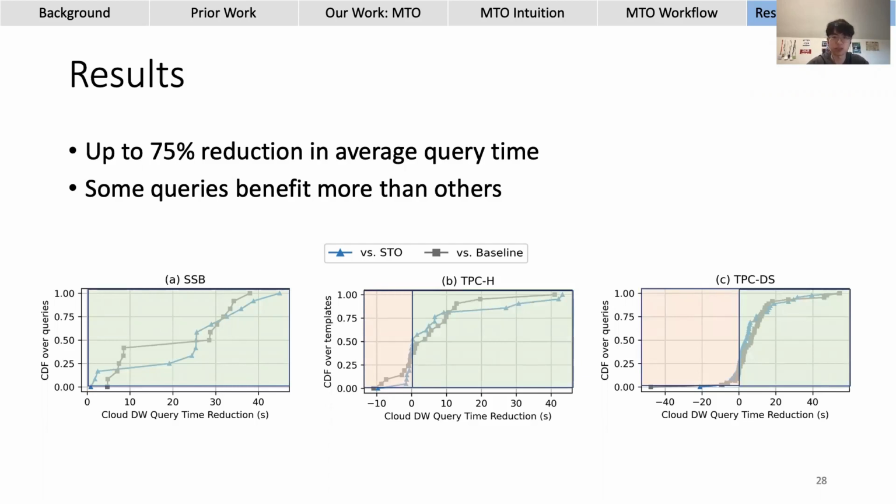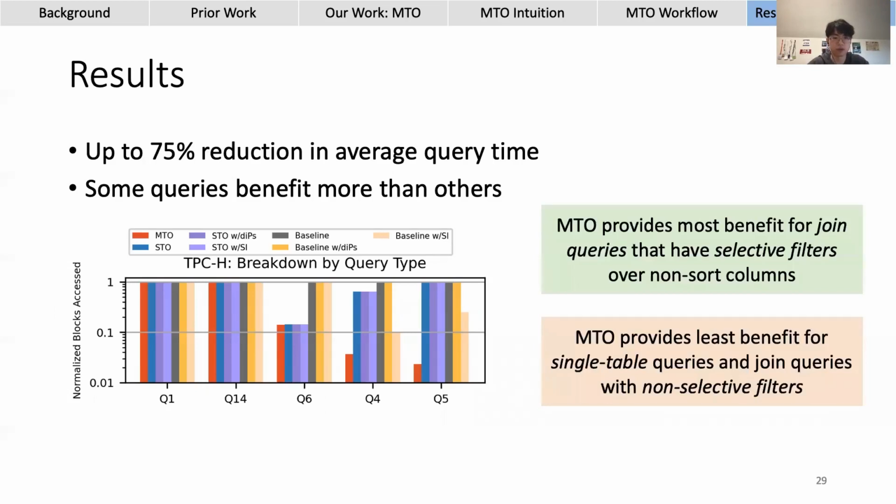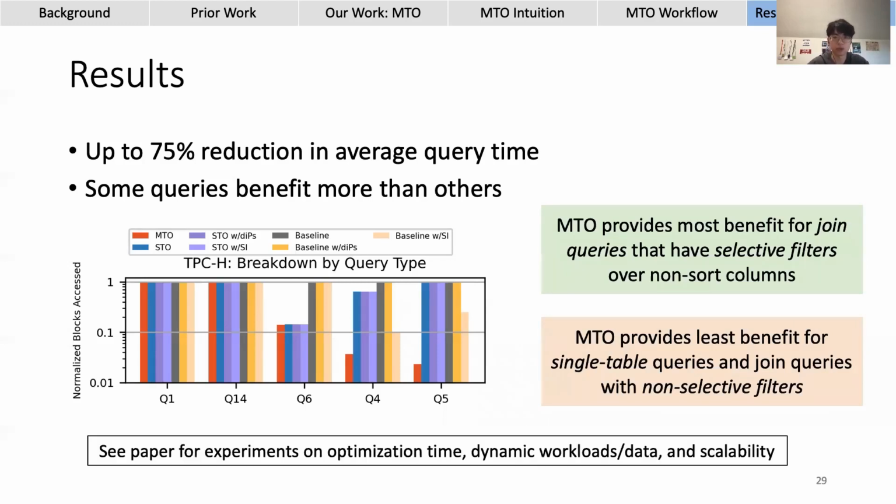So a natural question to ask is, under what scenarios does MTO actually provide benefits? So we did a micro-study where we manually clustered the TPC-H query templates into types based on various query characteristics. And we analyzed MTO's impact on each query type. You can find more details in the paper, but the overall intuition is exactly what you might expect. MTO provides the most benefit for join queries that have selective filters over non-sort columns, whereas it provides the least benefit for single table queries or join queries with non-selective filters. In our paper, you'll also find experiments on optimization time, dynamic workloads and data, and scalability.